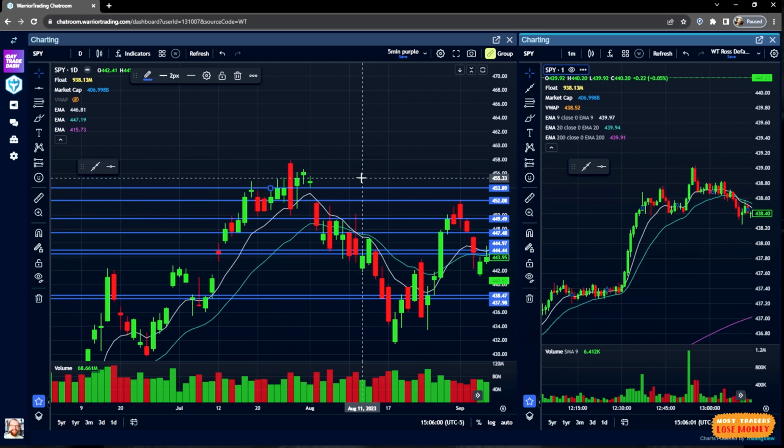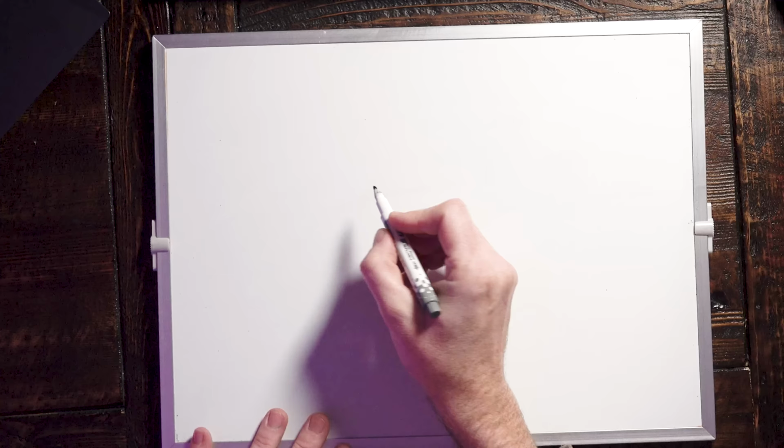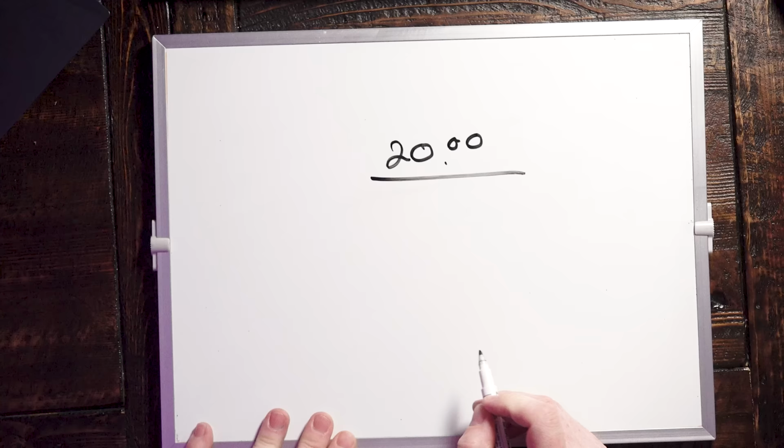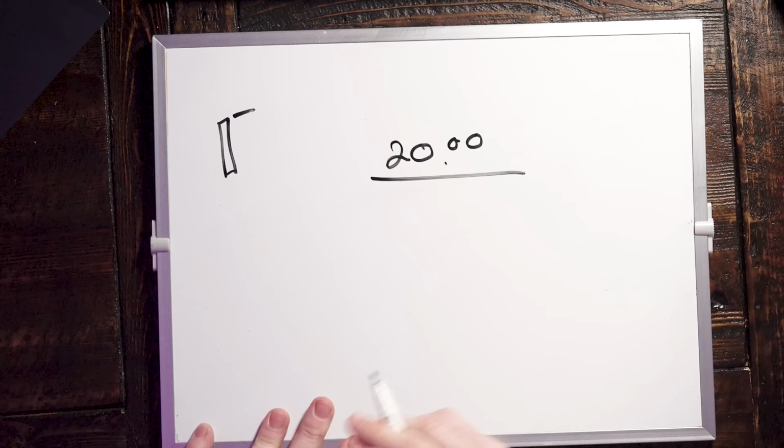It certainly happens when individual companies have really, really good news or really, really bad news that happens overnight. So if you look at the whiteboard, I can show you the way this works. Let's say a stock is trading at $20 a share and the market closes. So the candle for that day closed at $20 a share. Then overnight they have earnings and they're bad.